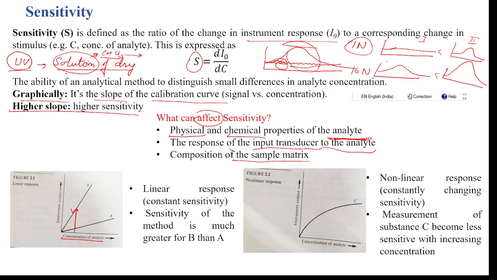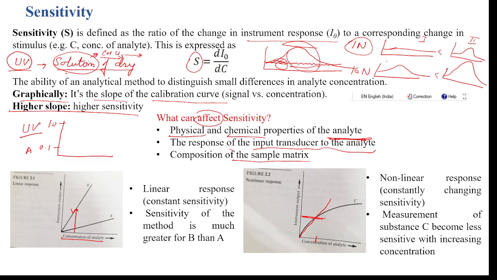Here is another figure. You can see this is not a straight graph. You are not able to calculate a single slope value, but still you can see that at the lower part you can draw the slope up to this part, and after that it's not. That means its sensitivity is changing. So this is a non-linear response, constantly changing the sensitivity. So here it's better to go with lower concentration. For example, if you remember Beer-Lambert's law, it is given for UV, and in UV we generally take the data from 0.1 absorbance to 1 absorbance.